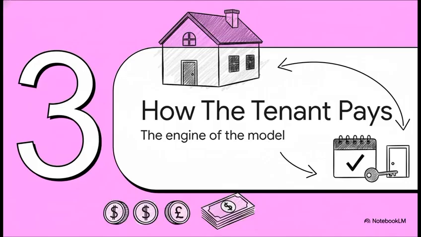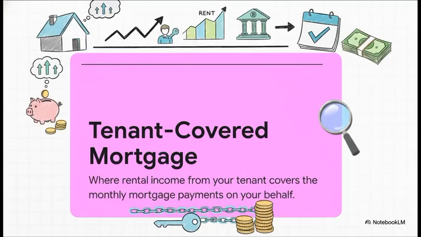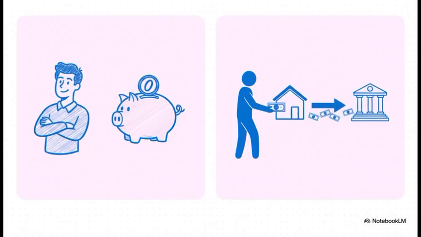Okay, so you've bought the property, largely with the bank's money. But now you have this big mortgage payment every month. So who pays for that? This next bit is what the source calls the real engine of the model, the tenant. The core concept here is something called the tenant-covered mortgage. It's a simple idea, but a really powerful one. It means the rent money you get from your tenant is specifically designed to cover your entire monthly mortgage payment to the bank.